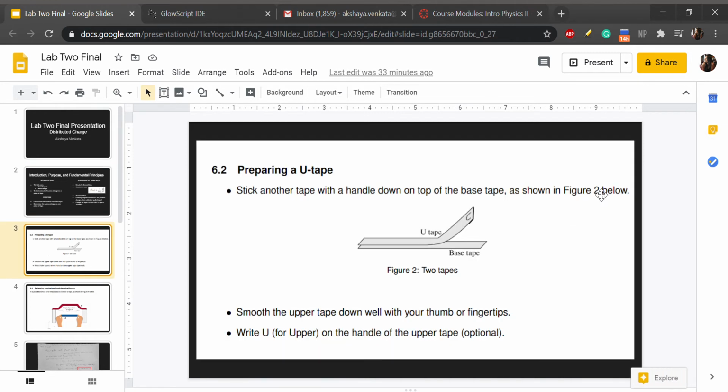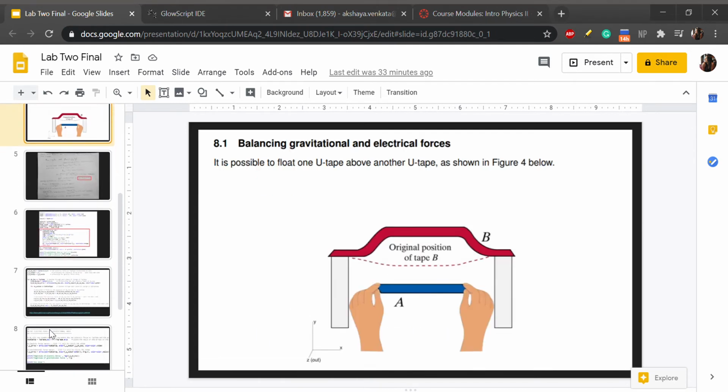So the procedure for this lab is very similar to the last lab. Just to prepare a U-tape, we lay down a base tape and we adhere another piece of tape to it, and then we quickly separate those tapes, which creates a charge on the tape that we stripped off of the base tape. And then we're going to do this twice in order to create this bridge diagram.